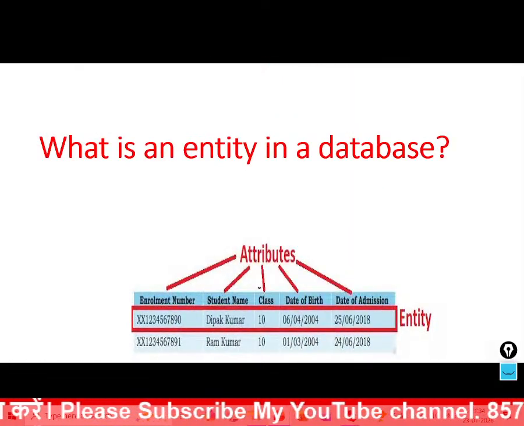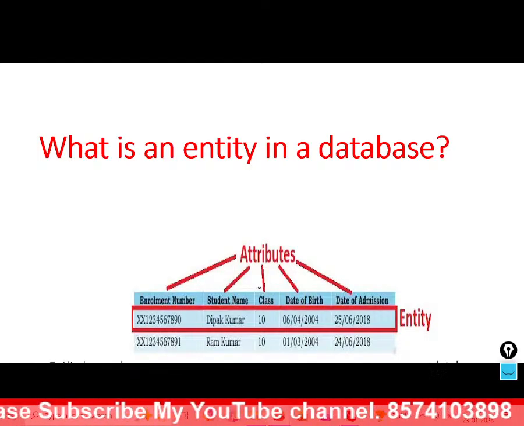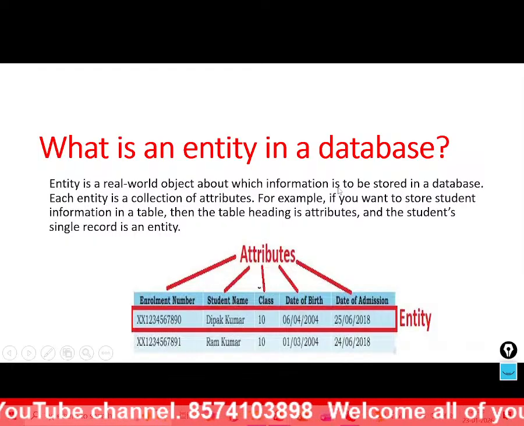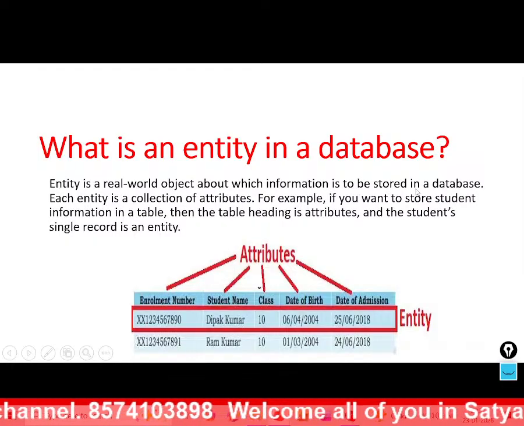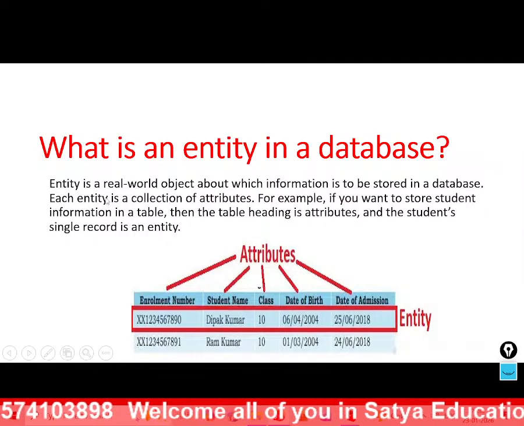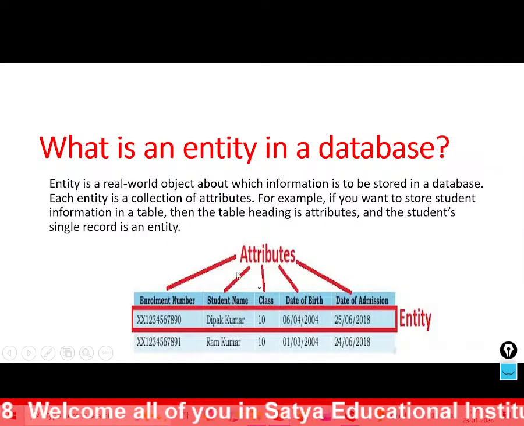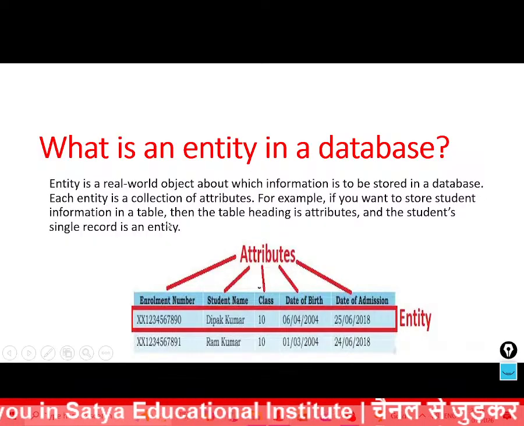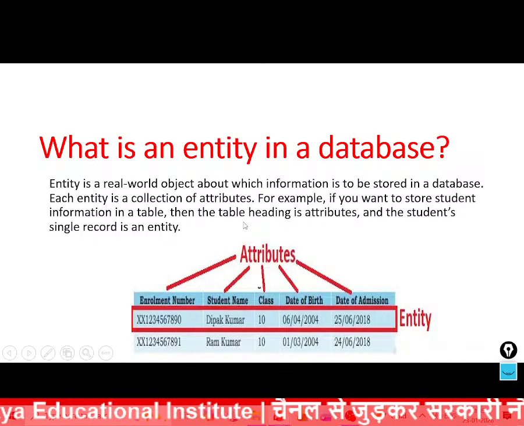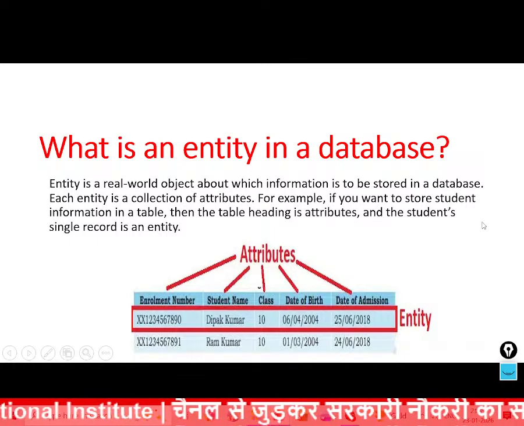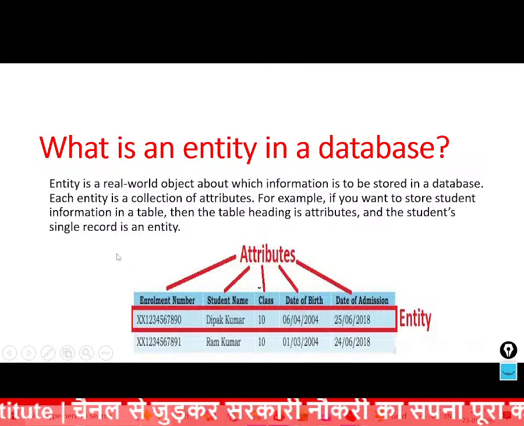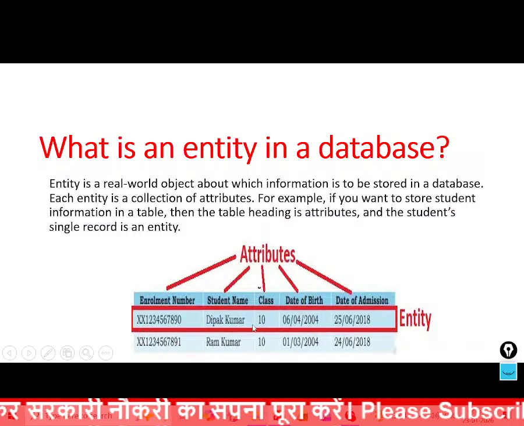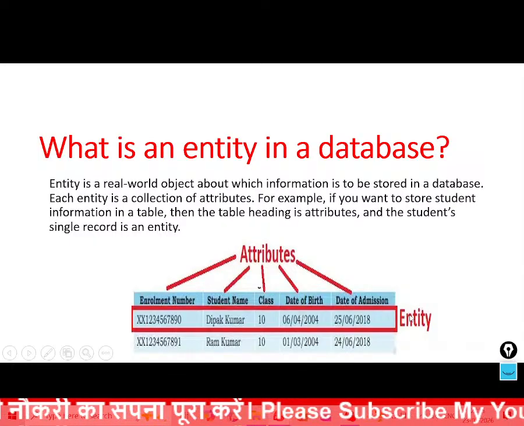Now next is, what is an entity in a database? An entity is a real-world object about which information is to be stored in a database. Each entity is a collection of attributes. For example, if you want to store student information in a table, then the table headings are attributes and a student's single record is an entity. It means a student's single record is called an entity.